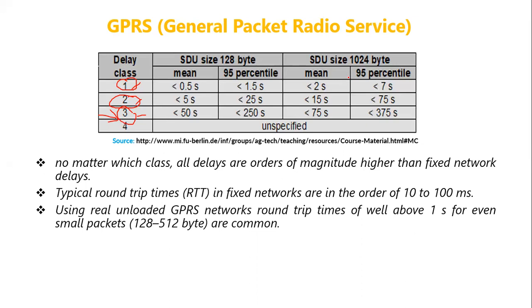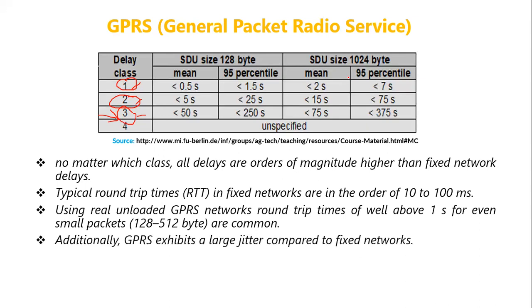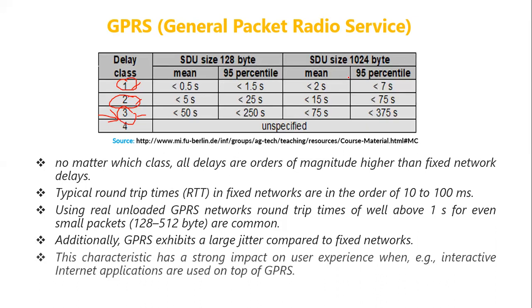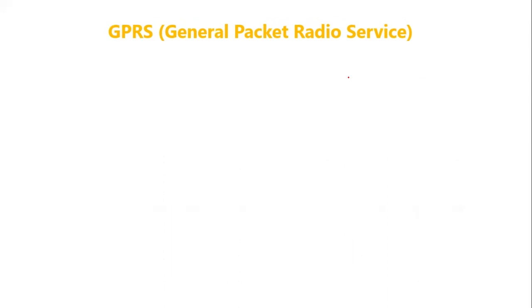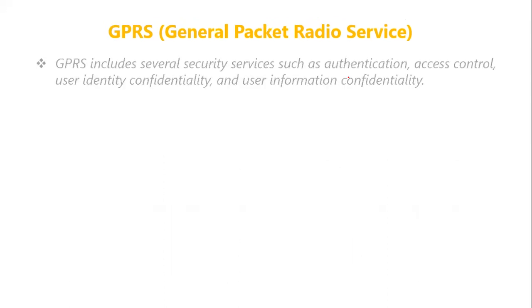GPRS also exhibits jitter compared to fixed networks. Jitter in the sense that it may create a lot of instability in the signal. This characteristic also has a strong impact on user experience, especially when the user is working on interactive internet applications. This jitter will provide a bad experience for the user.